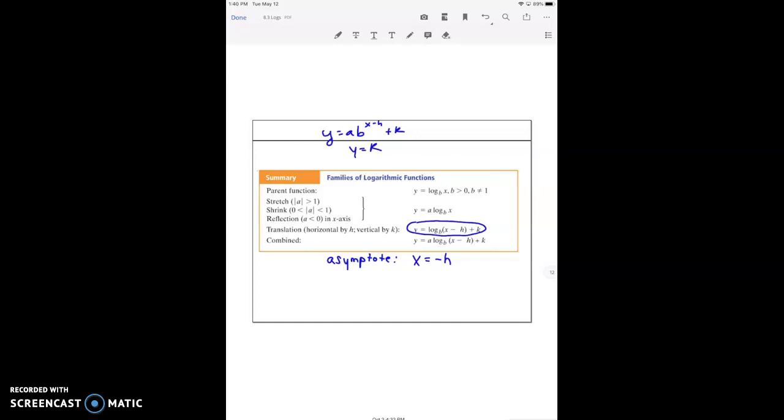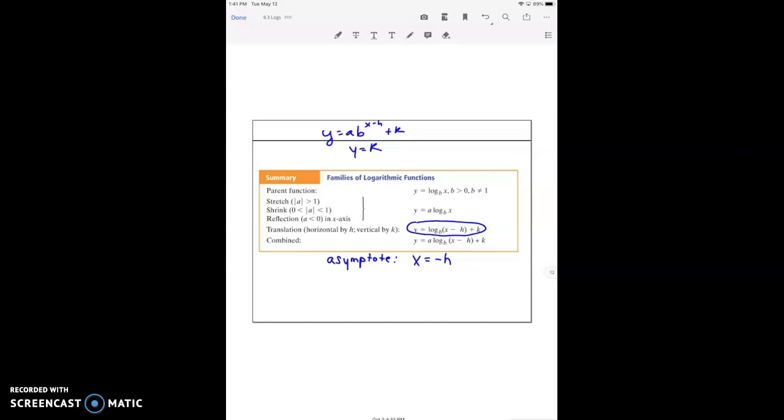Some key ones, we got our asymptote formula down there: x is the opposite of h. We cannot forget that. Each letter represents something. If you have an a in front of your log, whatever number that is, if it's bigger than 1, it stretches your graph out. If it's between 0 and 1, it makes it shrink. And if it's negative, it reflects over the x-axis.